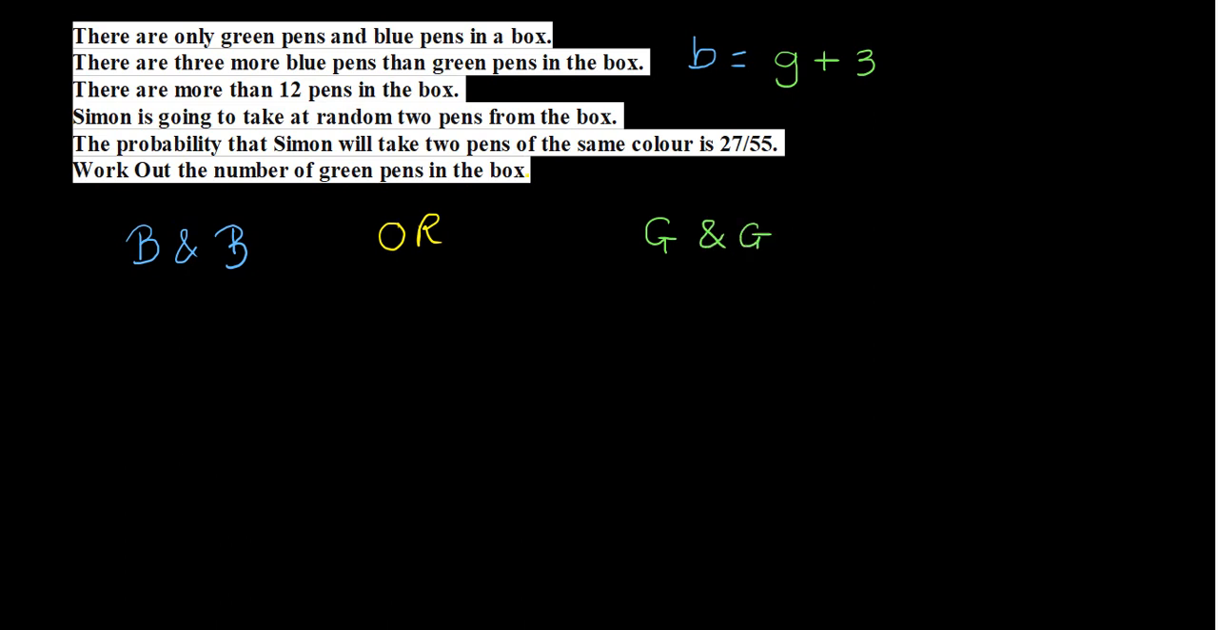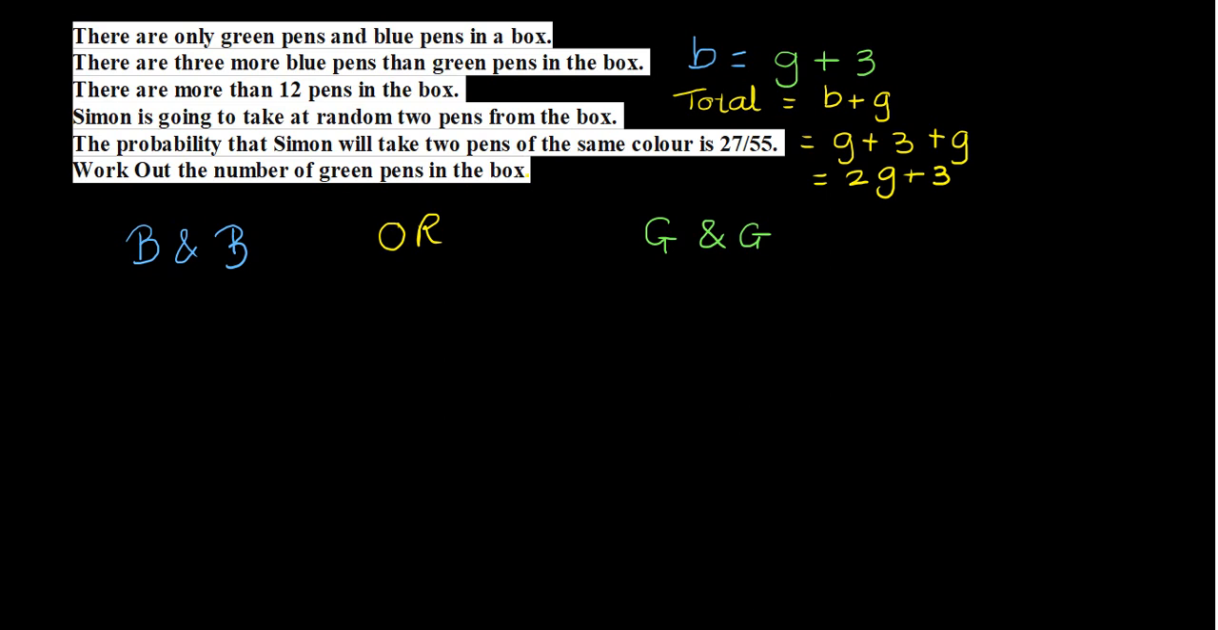Okay, so in order to get 2 blue pens, the total number of pens, since we've got blue and green pens, let's call total is blue plus green. But the blue is G plus 3, so I can get rid of B and replace it with G plus 3 plus G. So the total number of pens is 2G plus 3. Okay.